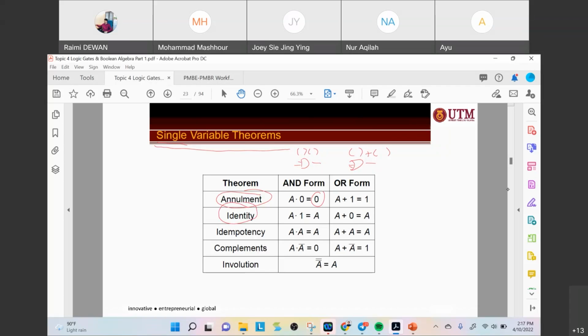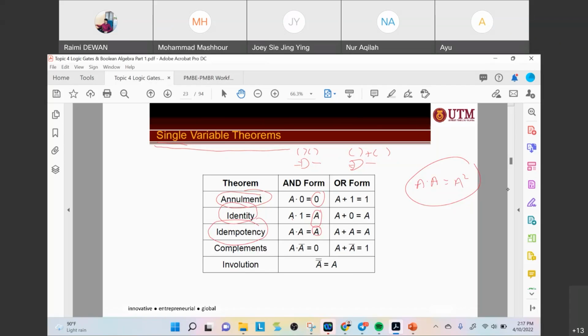Identity is something we learned from additional mathematics. Identity is that we get the same number back. Just like this, A times 1, we will get the same variable back, which is A. Then we have idempotency, which is different from what we learn in mathematics. If we have A times A, in mathematics you have A squared. But in digital electronics, no. A times A, you get A, not A squared.